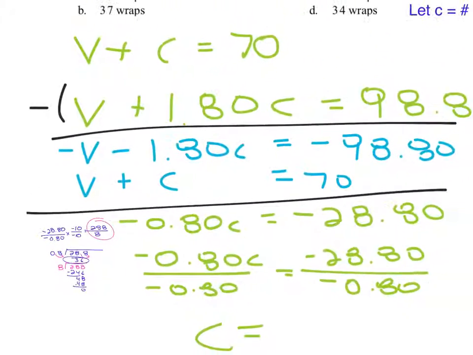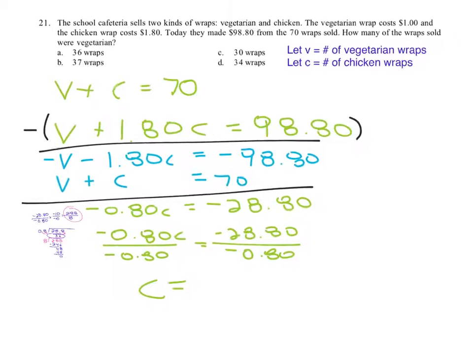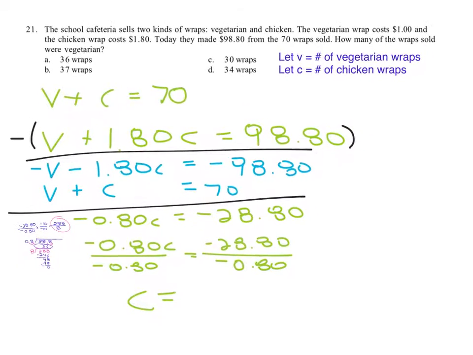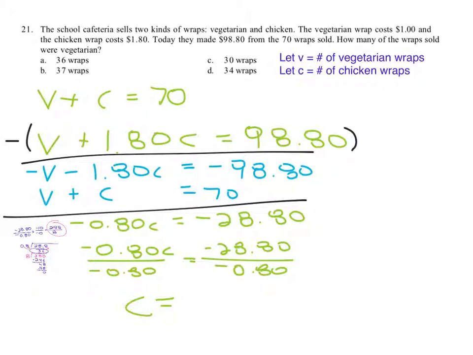Okay? How does that matter? Sorry for the zooming, I'm still getting used to that. When we did that math down there, we got 36 as an answer. So C equals 36, the number of chicken wraps, right? That's not what they wanted to know, though. They wanted to know how many were vegetarian. Well, then let's do one more math problem over here.